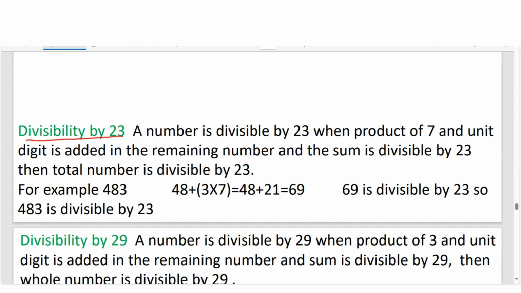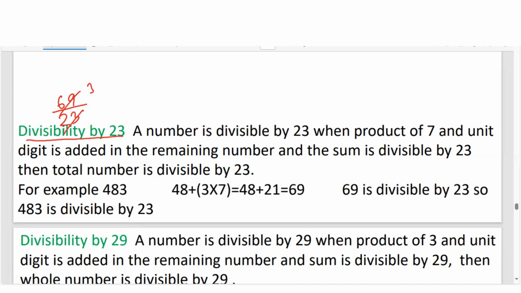We can find that by dividing. Suppose 69 is given. We want to check whether that number is divisible by 23 or not. Just divide directly, you know well, 23 threes are 69. Yes, this number is divisible by 23.